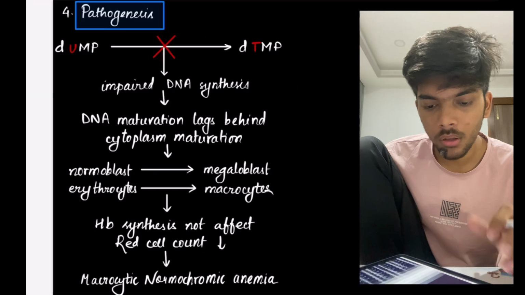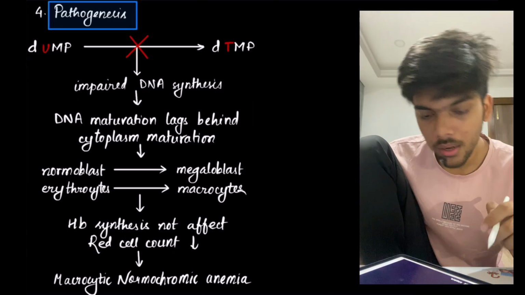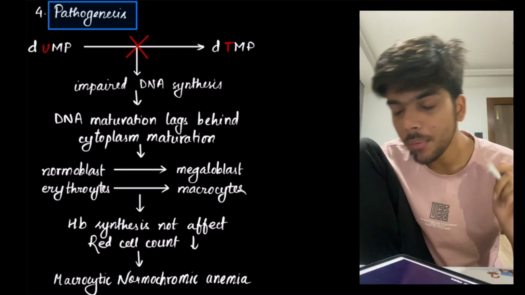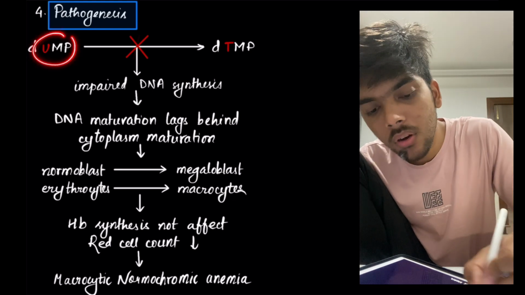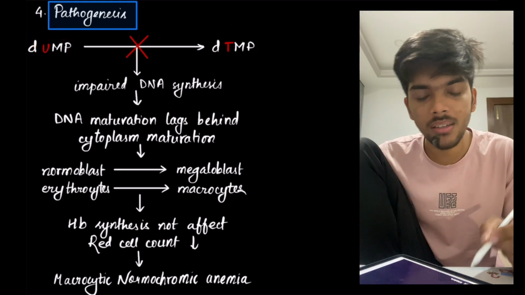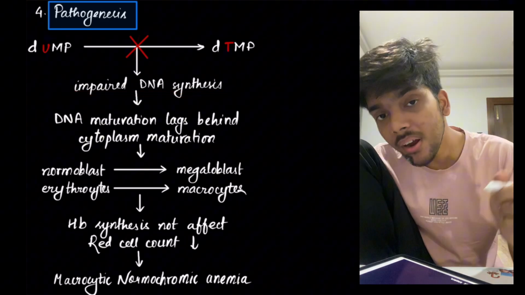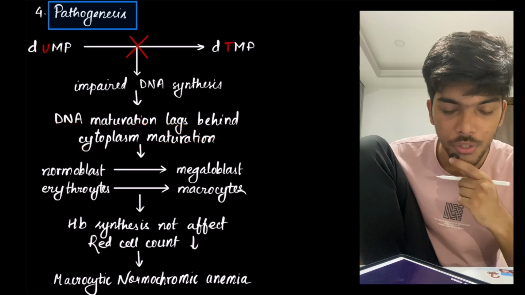Now, let's look at the pathogenesis. So as I said earlier, in megaloblastic anemia, due to lack of vitamin B12 or due to lack of folic acid, UMP is not converted to TMP. As a result, impaired DNA synthesis takes place. Due to impaired DNA synthesis, DNA maturation lags behind cytoplasm maturation.